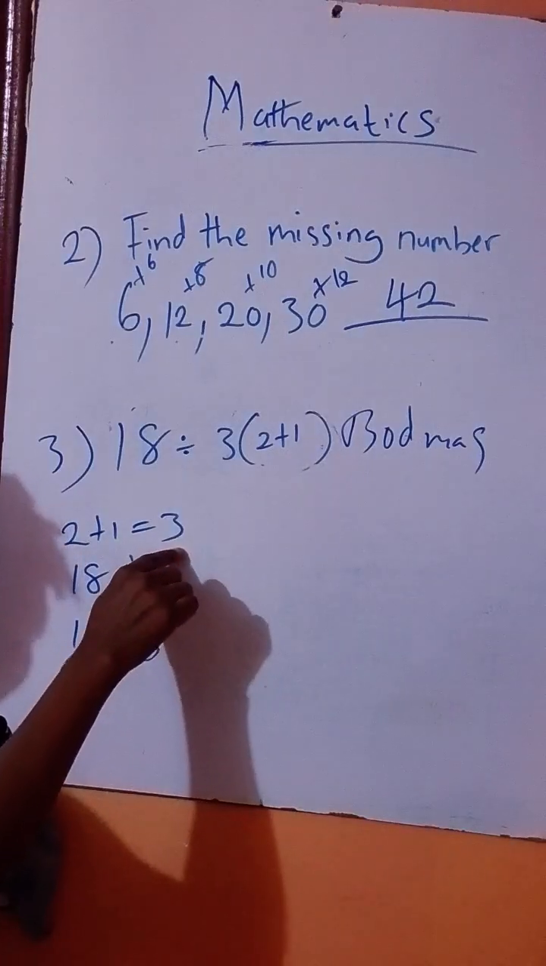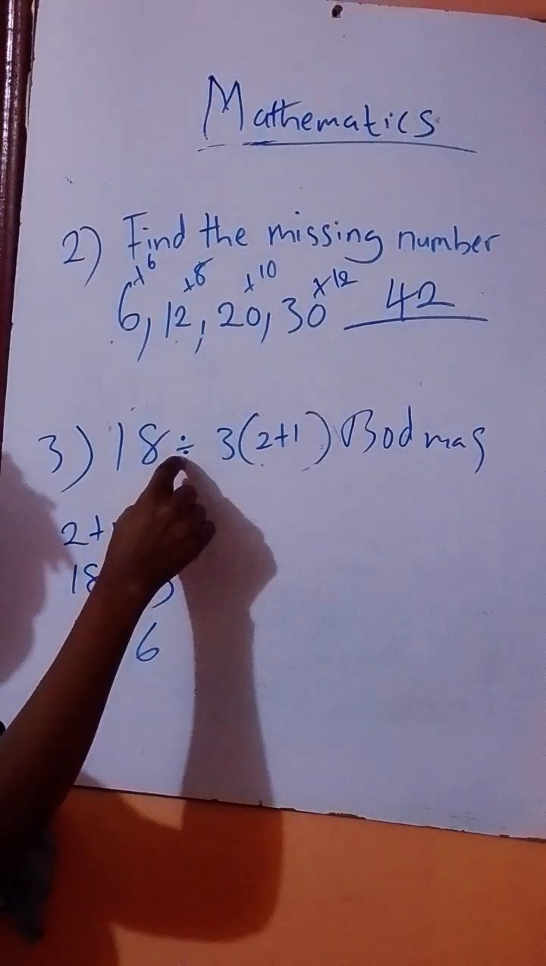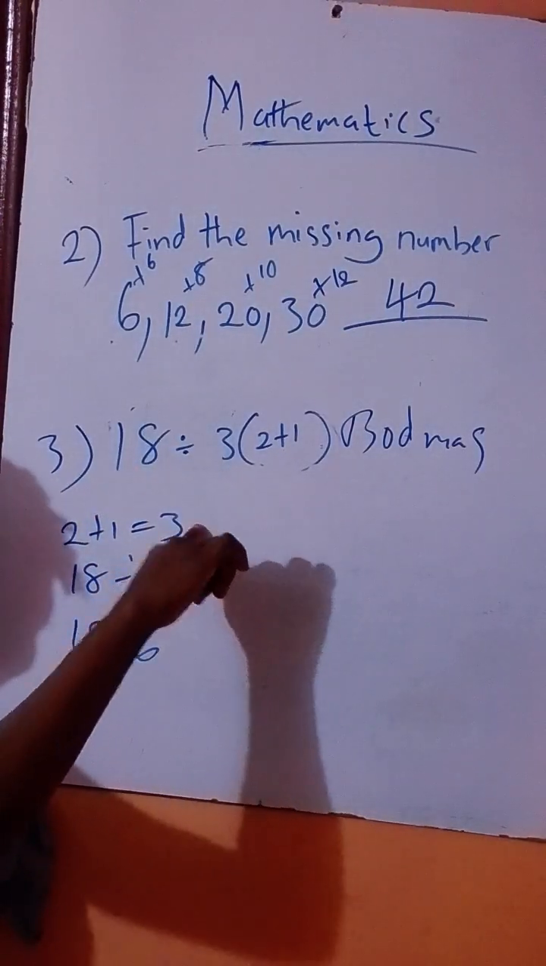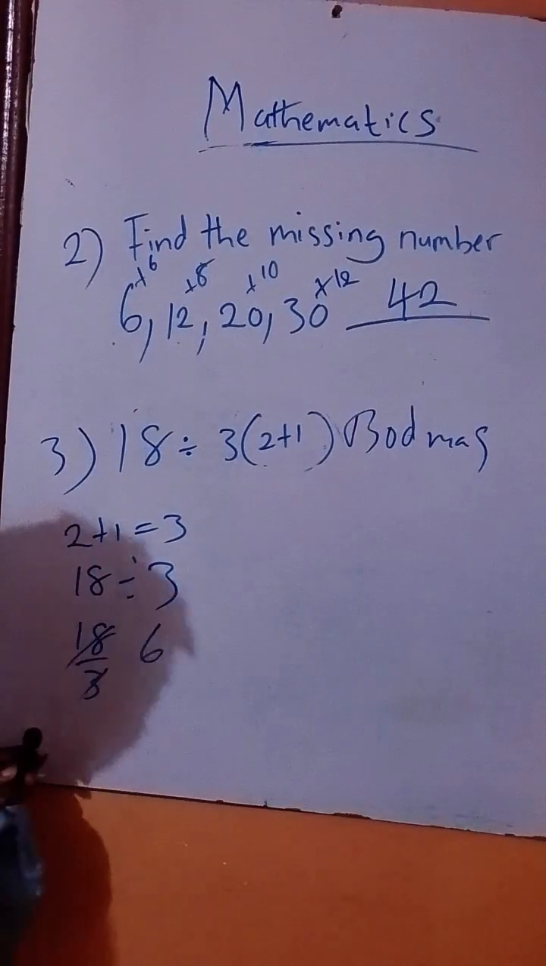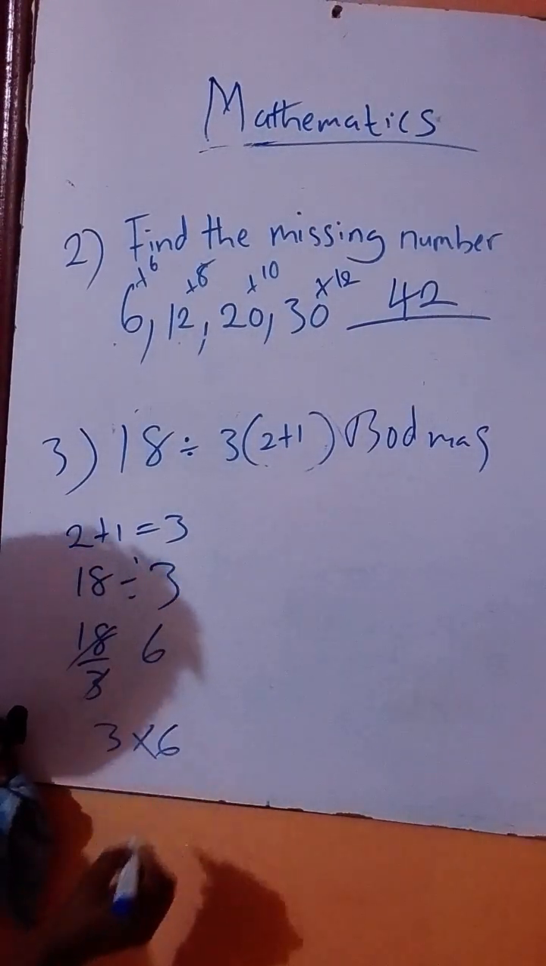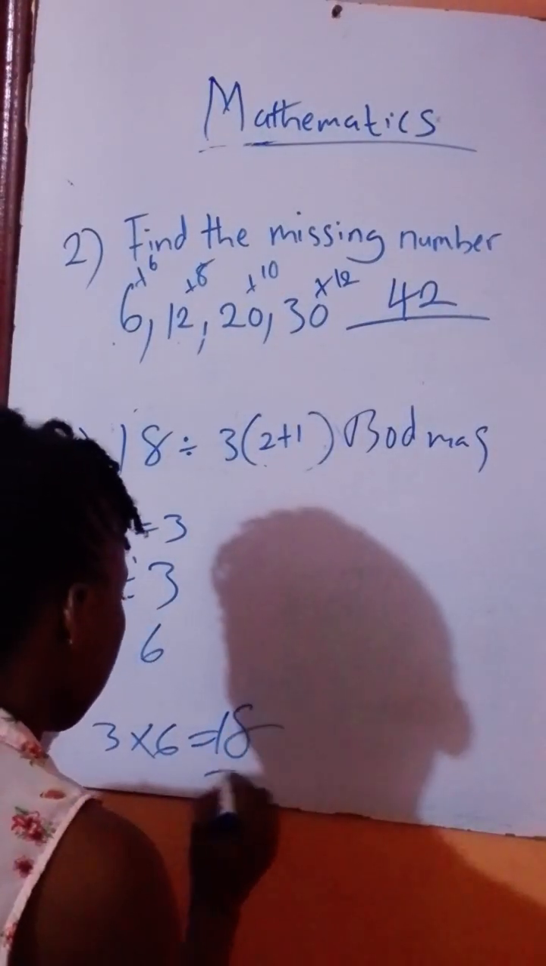This 18, this is it here. Division, this is it here. This 3, this is this 3 here. Then we bring this 3 down. 3 times 6, which is going to give us 18.